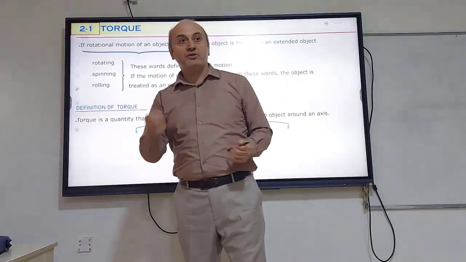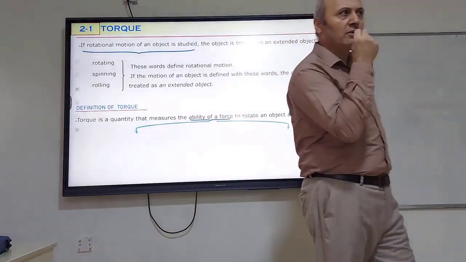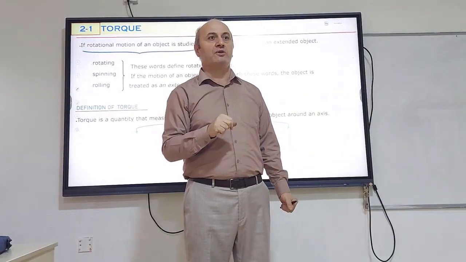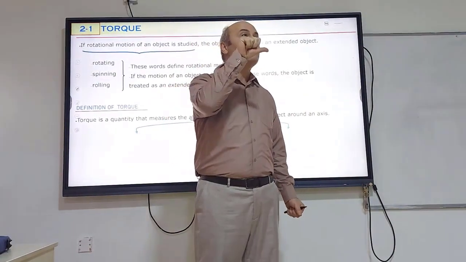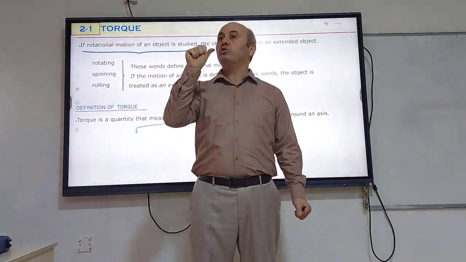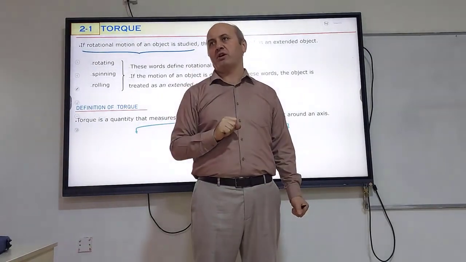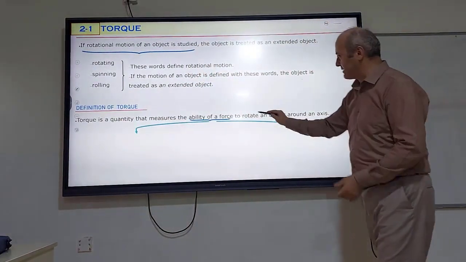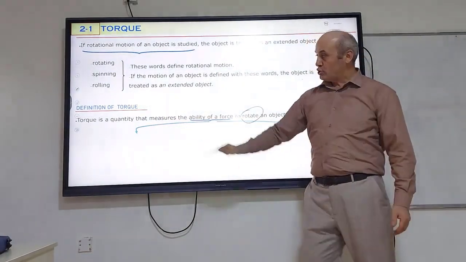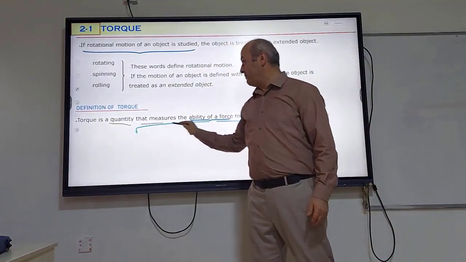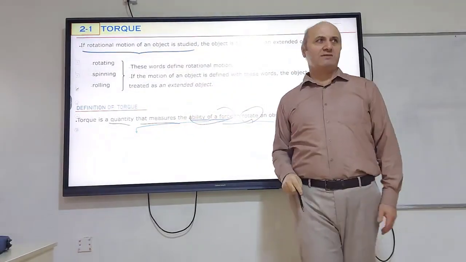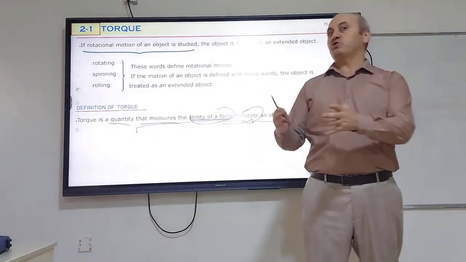But rotational motion needs another quantity, not only the force. Force is not enough for making the rotation. Torque causes the rotation, or torque starts the rotation of an object. So that's why its definition is so clear. It's about rotation. Look at that. Torque is a quantity that measures the ability of a force to rotate an object.